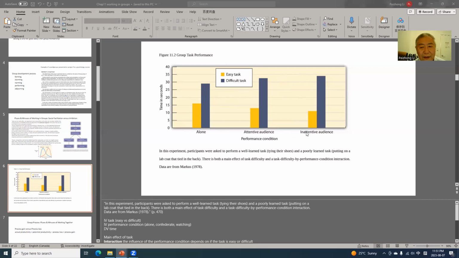This is a nice 2x3 factorial design. Two independent variables: one independent variable is the task difficulty, easy versus difficult. Another independent variable is performance condition: performing alone, performing with an attentive audience, and performing with an inattentive audience. The dependent variable is speed of completing the task, measured in seconds.